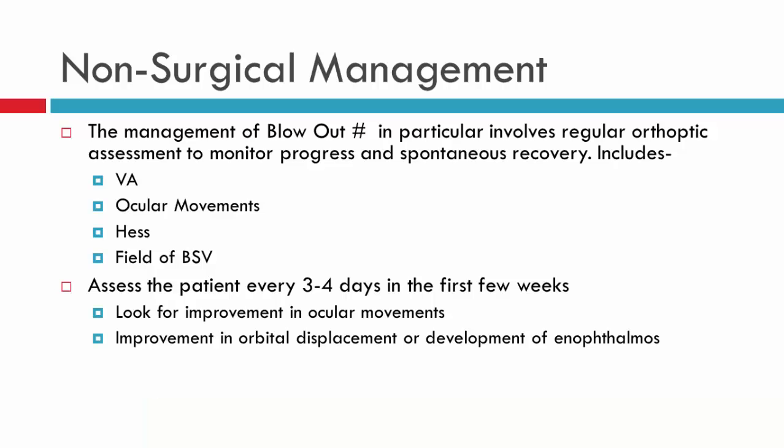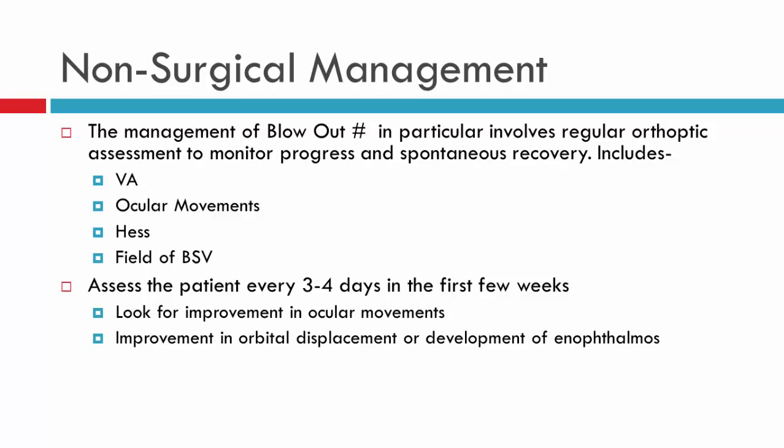So when a patient presents with an orbital injury and specifically with a blowout fracture, we want to assess this patient extremely regularly, and we're discussing seeing them every 3 or 4 days from the time of the accident. The reason we're doing this is we're trying to determine whether this patient needs early surgery. We'll come to this in a moment. But with this regular assessment, we're looking to see whether there's any improvement in ocular movements and whether there are any signs or indicators for surgery, such as the development of enophthalmos.